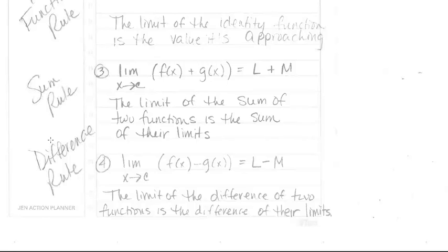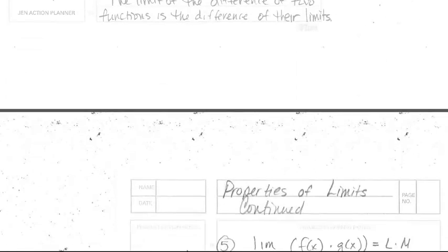The difference rule, just like the sum rule, if I'm finding the difference of two functions as x approaches a number, then I subtract the limits of those two functions. And we say the limit of the difference of two functions is the difference of their limits. Clear as mud, right? Moving on.